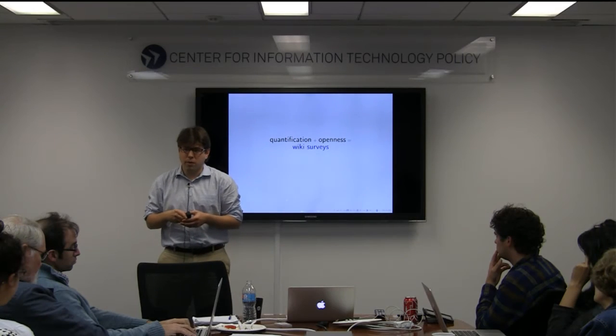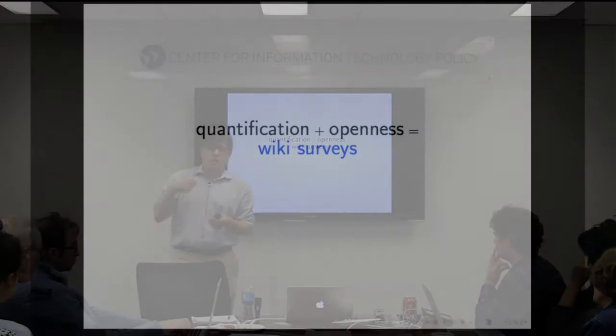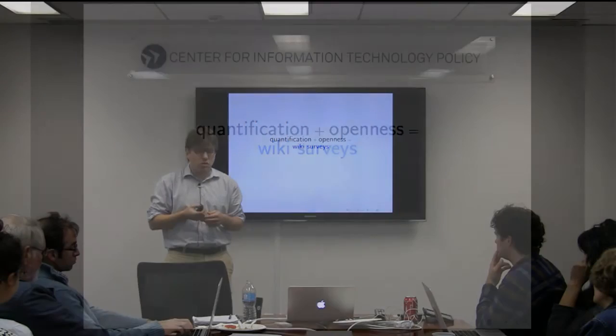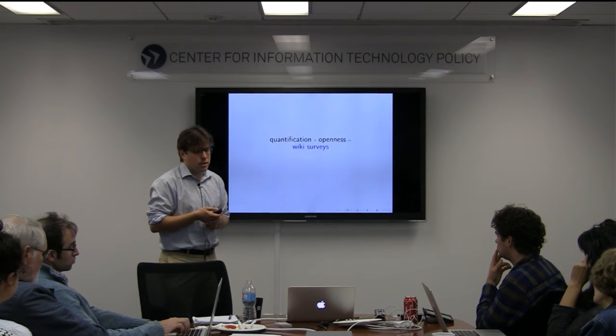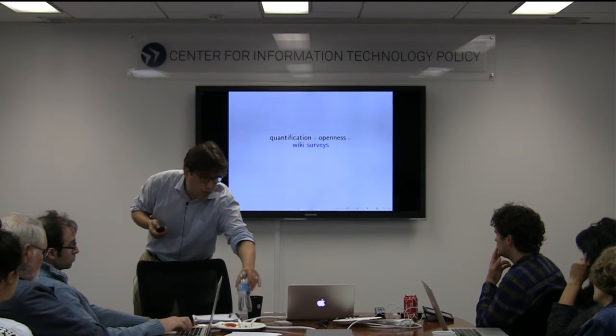And so what we wanted to do with this project is create a hybrid called a wiki survey that would combine the quantifiability of surveys with the openness of interviews. Just like Wikipedia evolves over time based on user input, imagine if you had a survey that evolved over time based on user input. And this would allow you to combine quantification with openness.